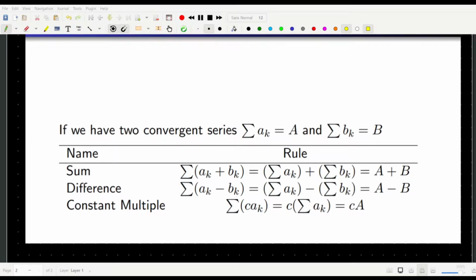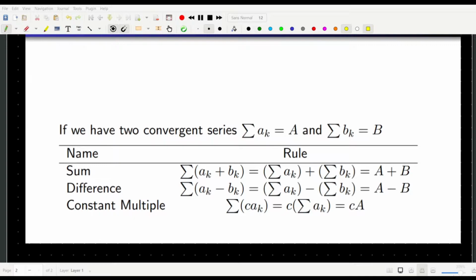We have the exact same thing for the difference. The infinite sum formed by the difference of AK and BK is the same thing as the infinite sum formed by the AK minus the infinite sum formed by the BK, or A minus B, which again is coming from our difference rules for the limit of sequences, specifically applied to the sequences of partial sums for each one of these individual sequences.